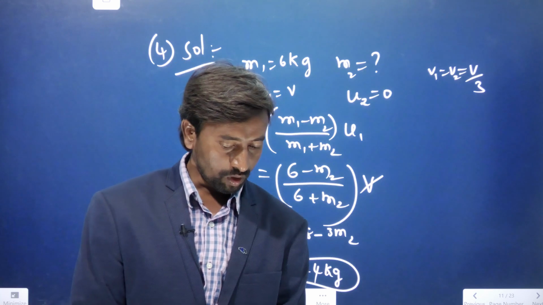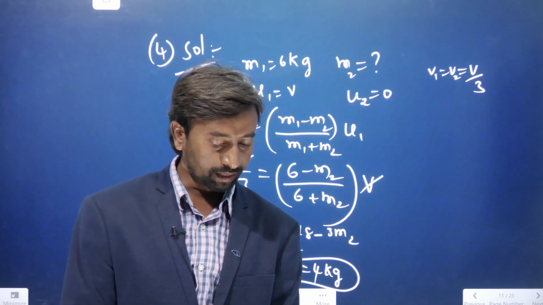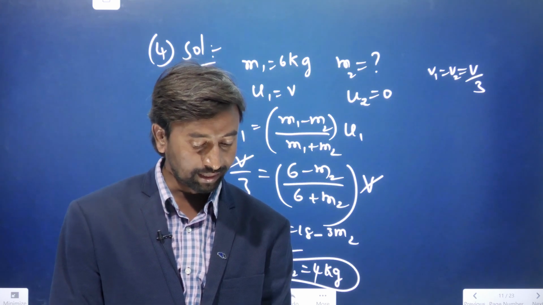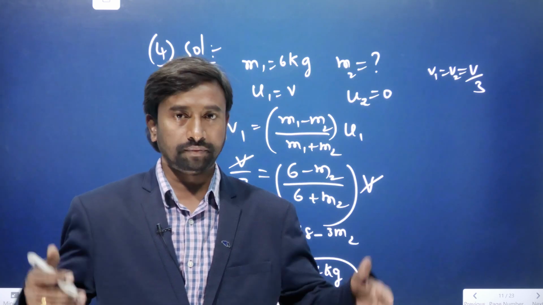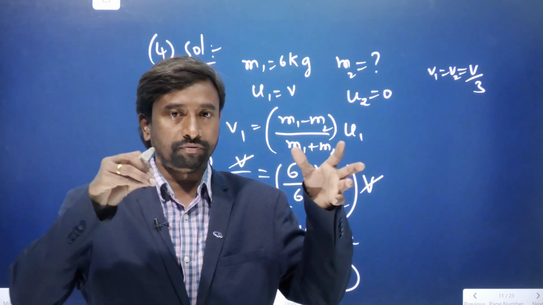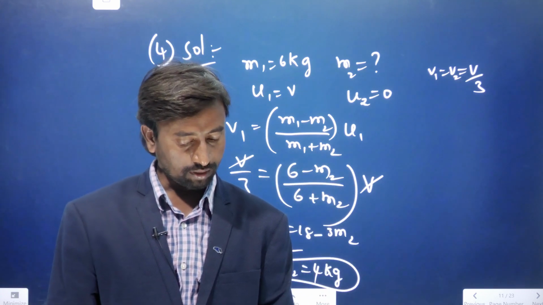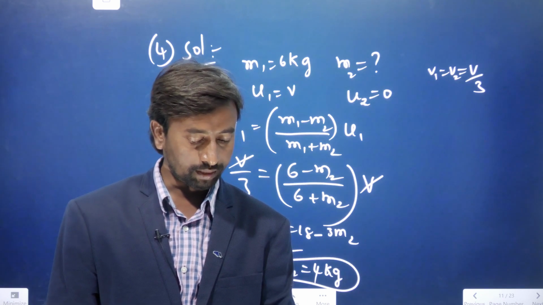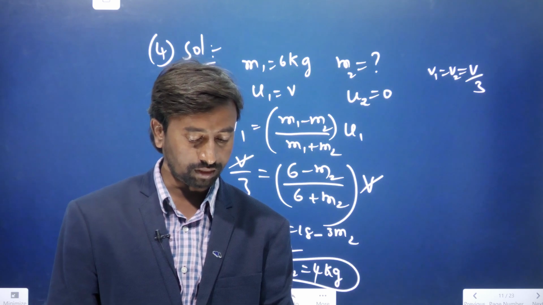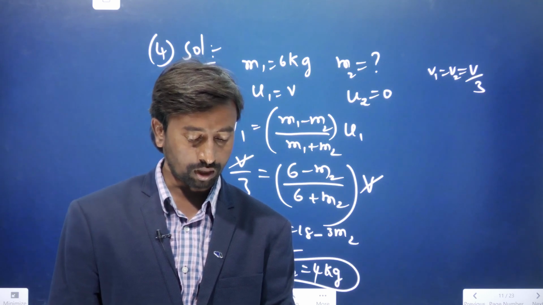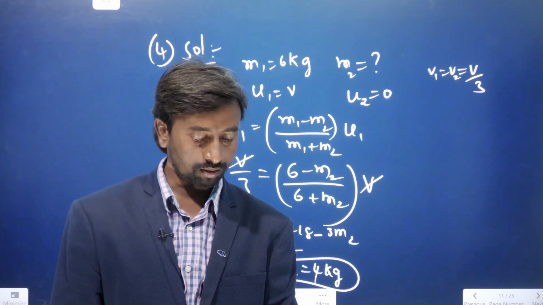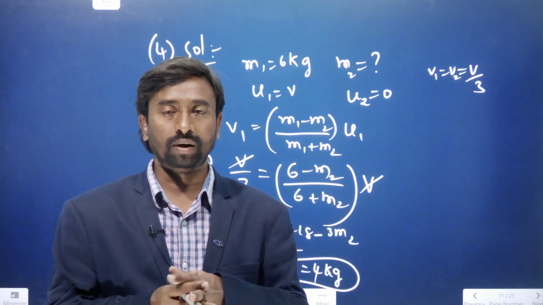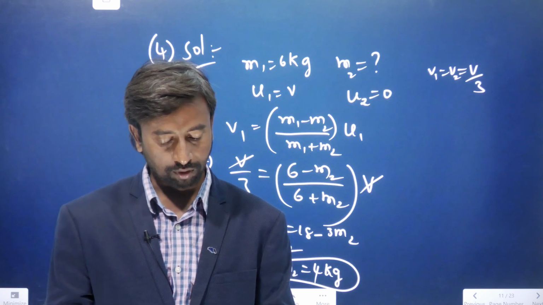So the fifth one is given here. A bullet of mass m by n moving horizontally with velocity v strikes a block of mass m and gets embedded into it. Embedded means it will be fixed in the other body there. After hitting, the bullet will go into that block of mass small m. And the velocity of the block is finally asked.